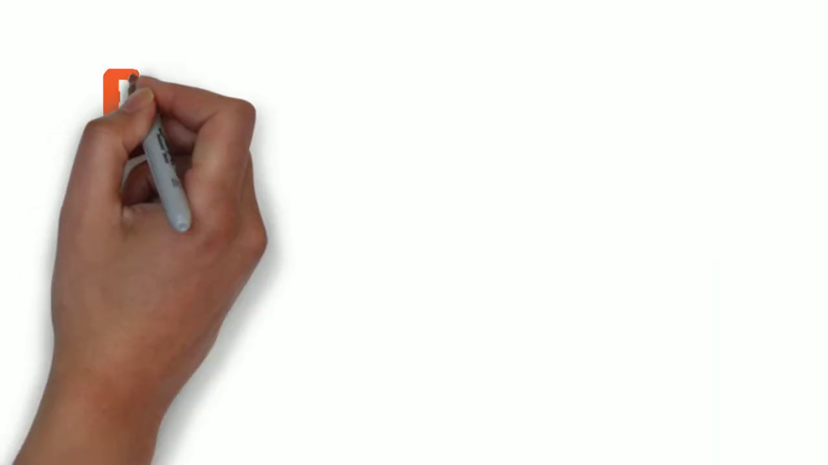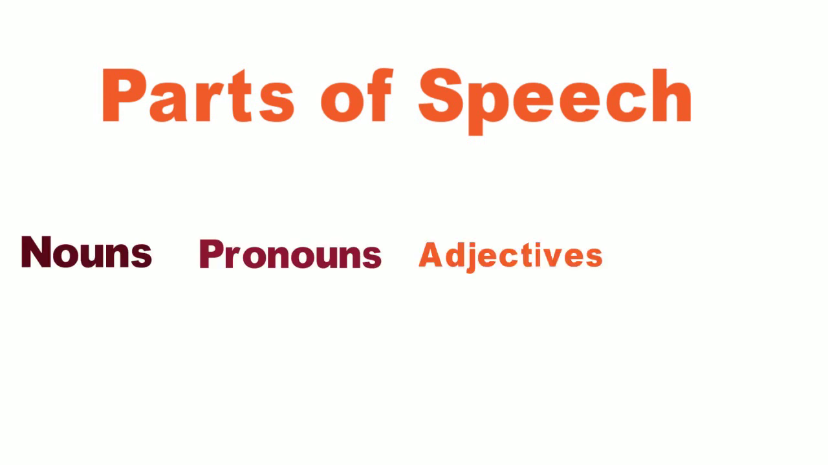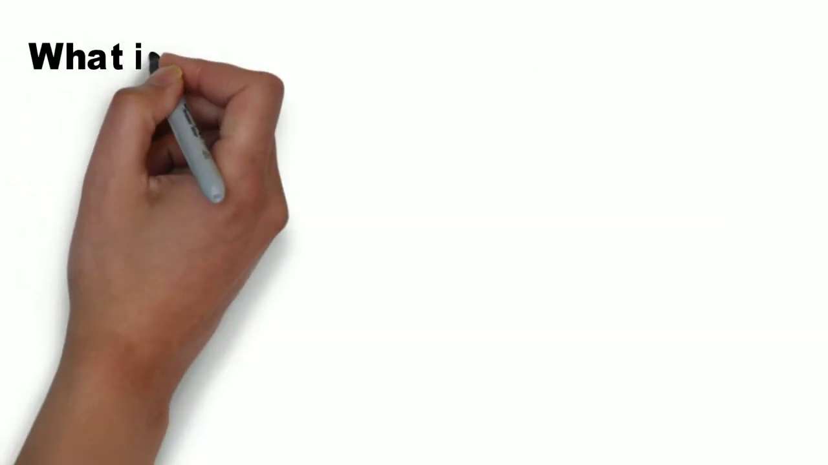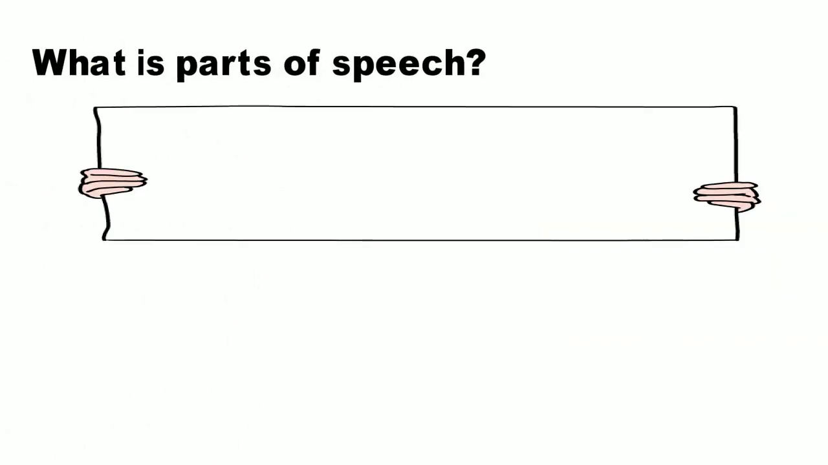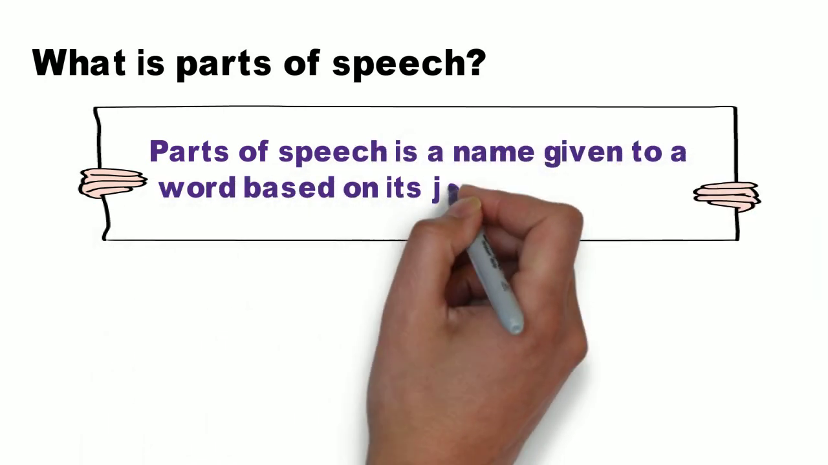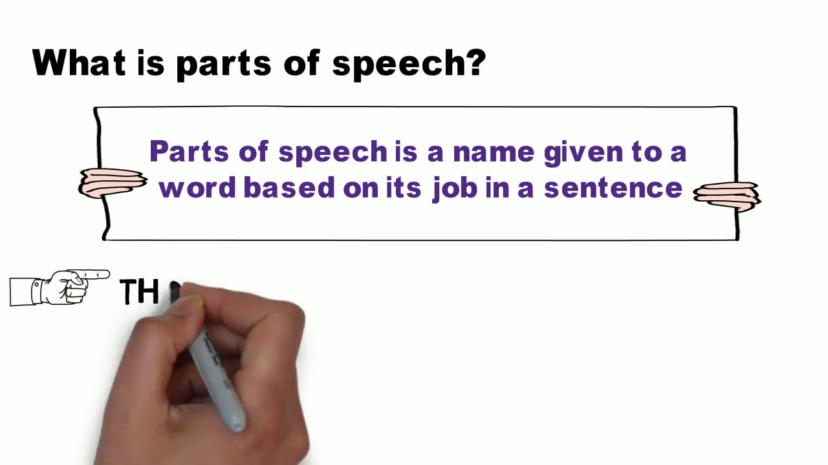In today's video is about parts of speech. We're gonna go through all the 8 parts of speech and we will provide definitions and examples. But before we get started, we should know first what is parts of speech. Parts of speech is a name given to a word based on its job in a sentence. Think of it like the job of the word in a sentence.